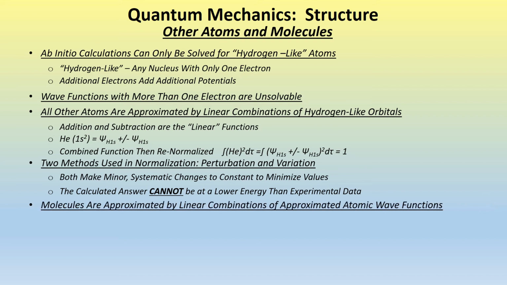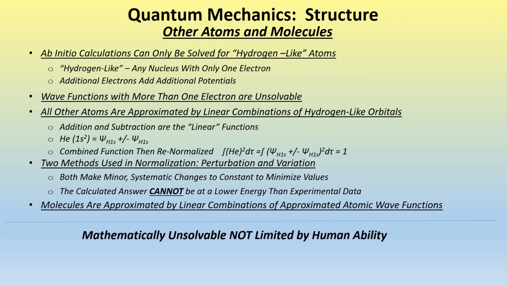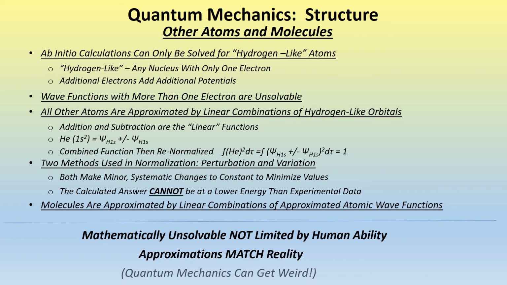Molecules are approximated the same way, by using linear combinations of approximated atomic wave functions. It is important to note, mathematically unsolvable does not mean it is limited by human ability. It means the function itself can never be solved. The amazing part, the approximations used to get around this problem perfectly match physical reality. As mentioned previously, quantum mechanics can get weird.